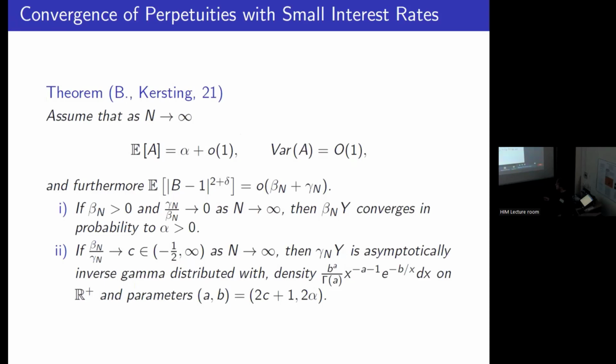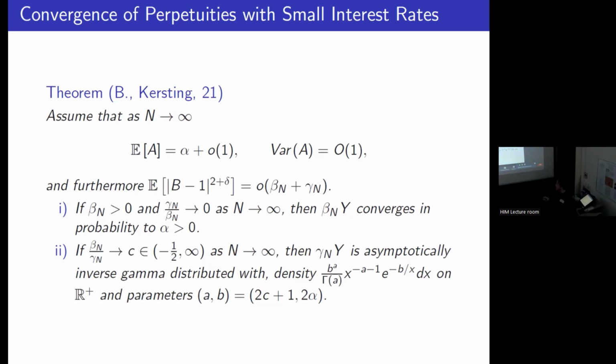Let us say that the expectation of A is alpha and the variance of A is finite. Then we have this same kind of dichotomy again as before. If Bn, which is the deviation from 1 of the interest rate now, is larger than the variance gamma n, meaning that this ratio converges to 0, then Y properly rescaled by this factor beta n converges in probability to alpha. So there's no randomness in the limit anymore.